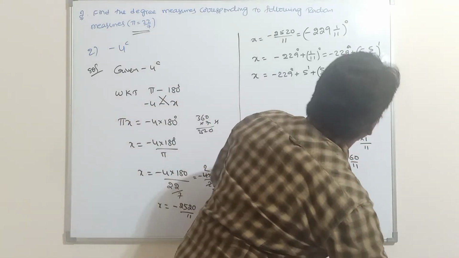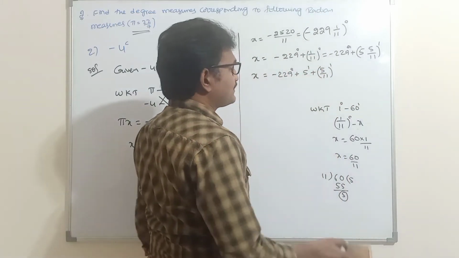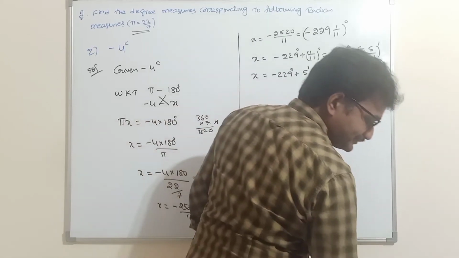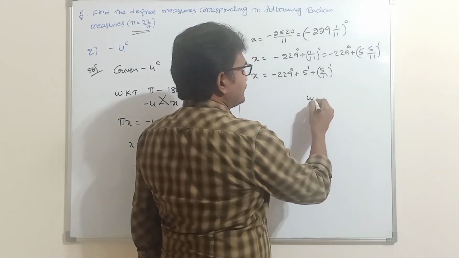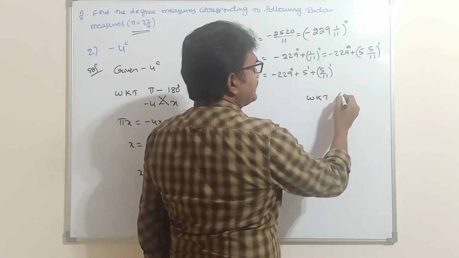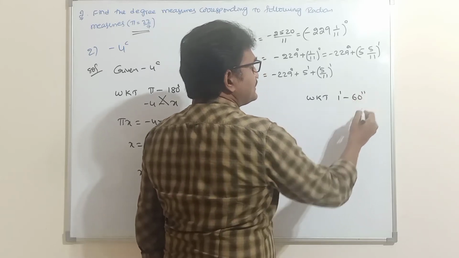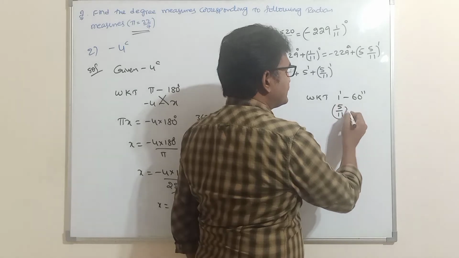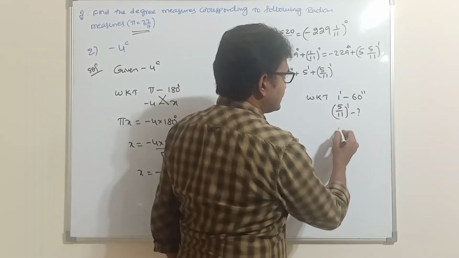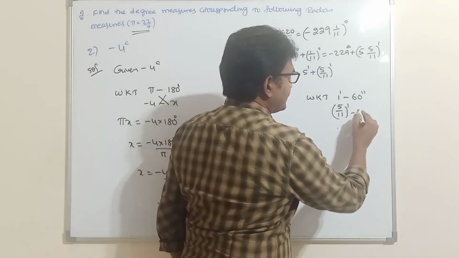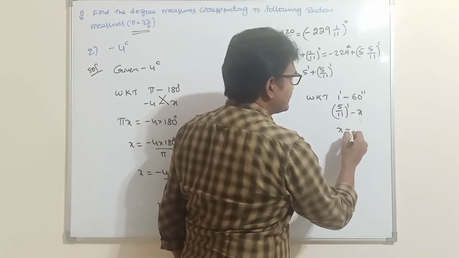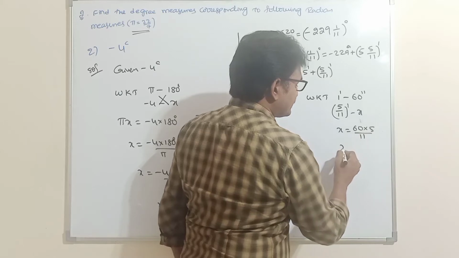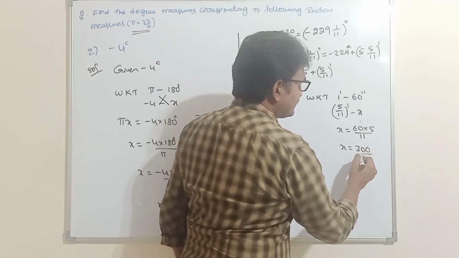We can split this into two parts: 5 minutes plus 5 by 11 minutes. Next, we know that 1 minute is equal to 60 seconds. Then 5 by 11 minutes is equal to how many seconds? Let it be x. By cross multiplying, x is equal to 60 into 5 by 11. So this is equal to 300 by 11.